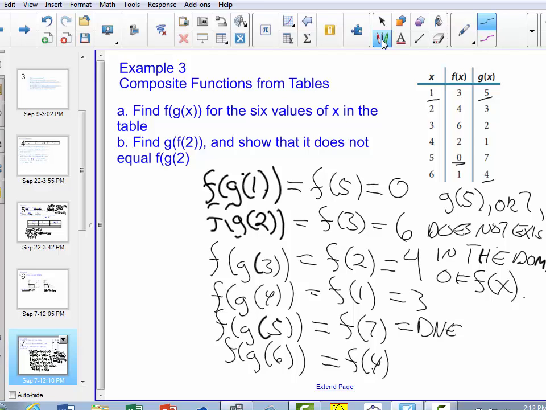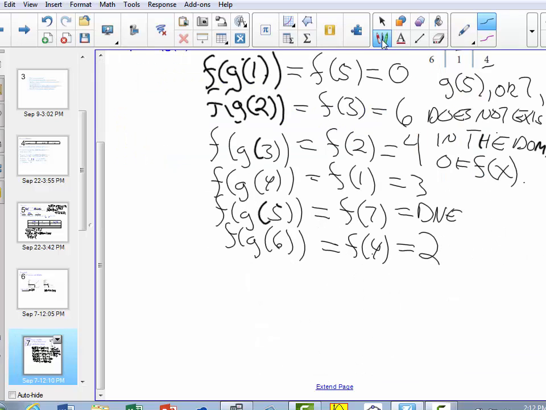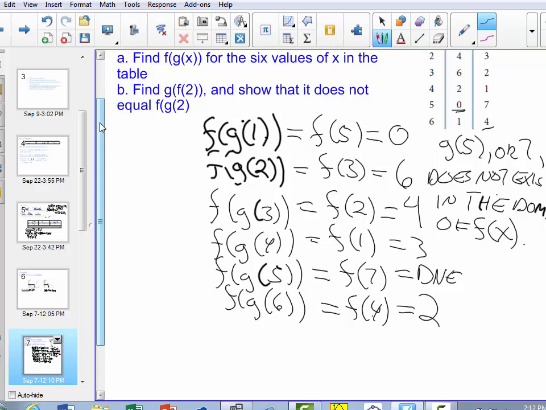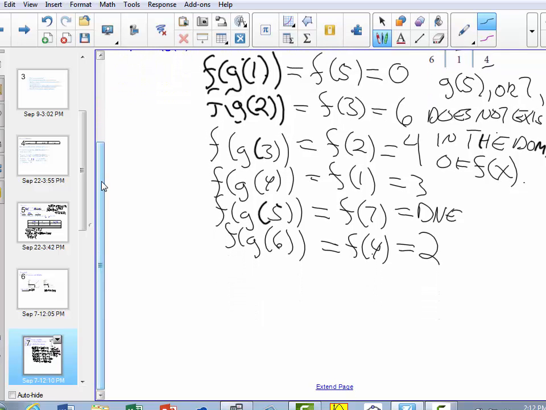Let's go down and finish off the question. F of g of 6 is f of 4, which is equal to 2. Now, let's use the same process. We're being asked to find g of f of 2 and compare it to f of g of 2. So g of f of 2.